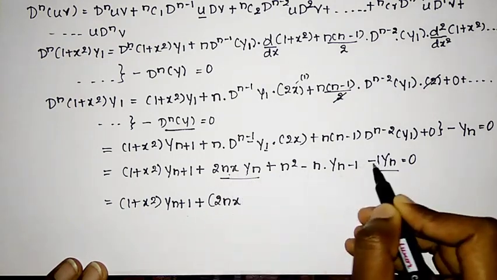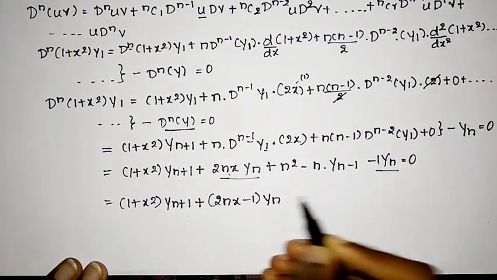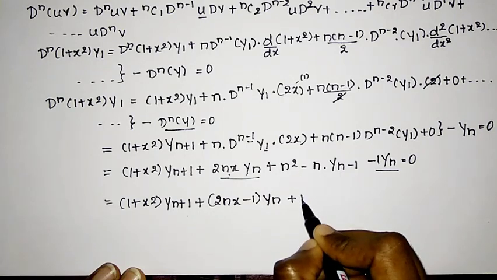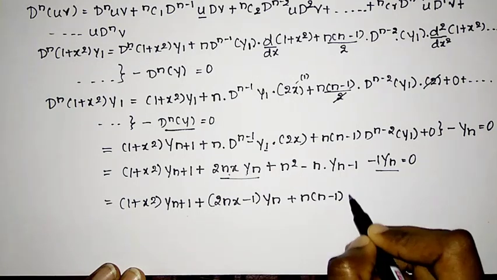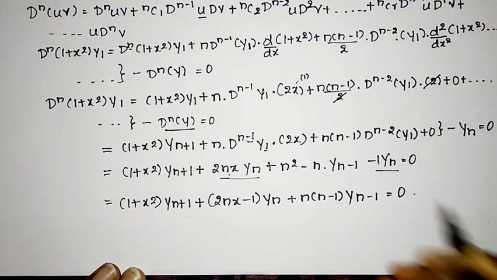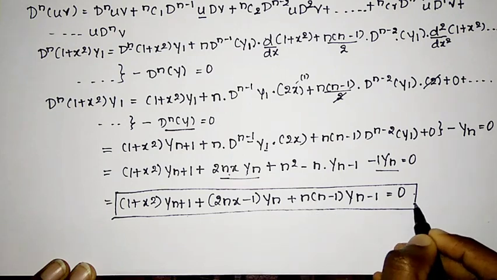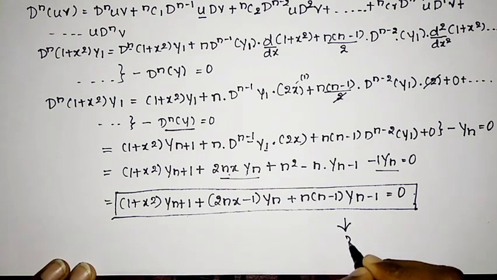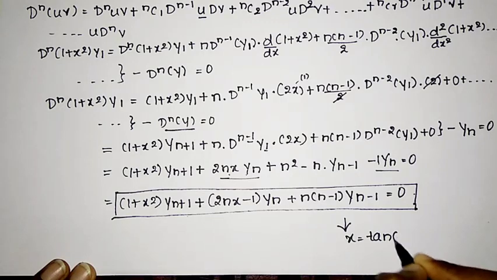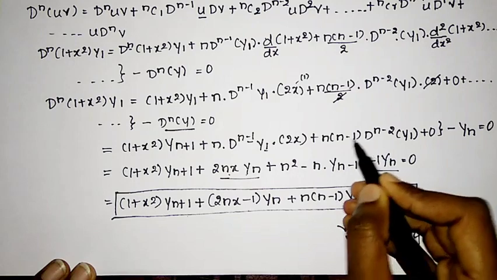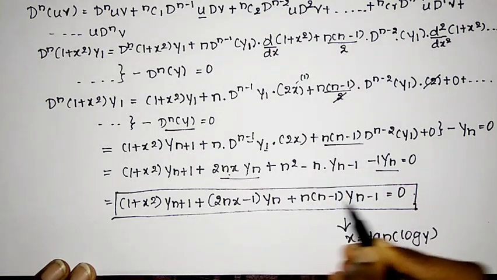So 2n into x minus 1 into yn plus... So just write it as, you can also just write n into n minus 1 into yn minus 1 is equal to 0. So this is the required nth derivative for the equation x is equal to tan of log y. You can also write n square minus n, but simply you can also write n into n minus 1 into yn minus 1. Next we shall see one more important problem on Leibnitz theorem.